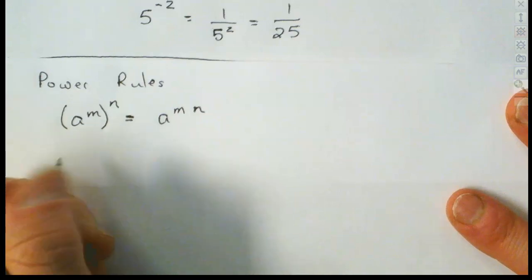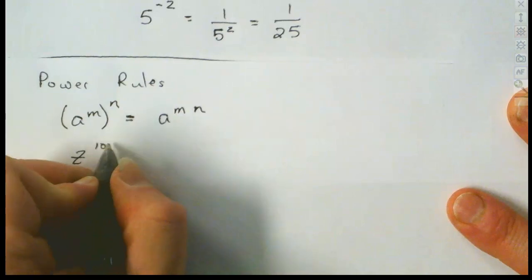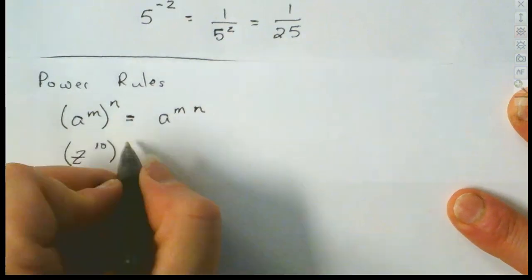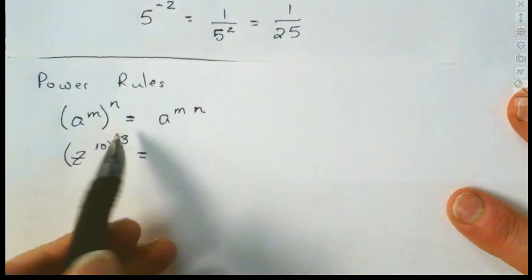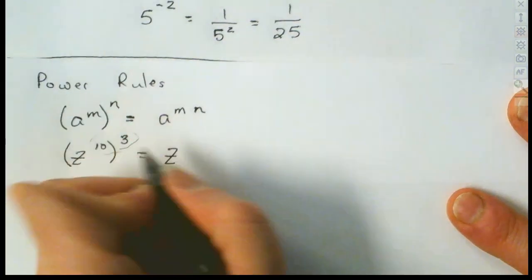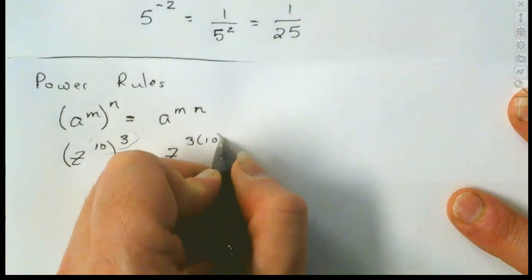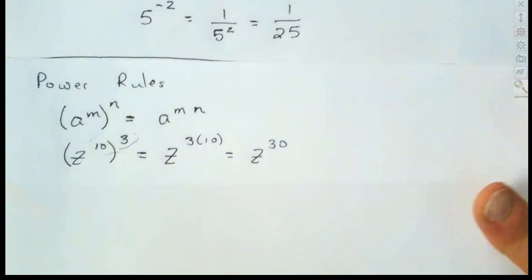So let's look at some variables first, and then we'll talk about the numbers. How about we look at z to the 10th power inside parentheses with the 3 outside. Well, we have parentheses here, these are going to multiply together. So that would be then z to the 3 times 10 power, which is simply then z to the 30th power. So whenever you have parentheses, these exponents multiply together.